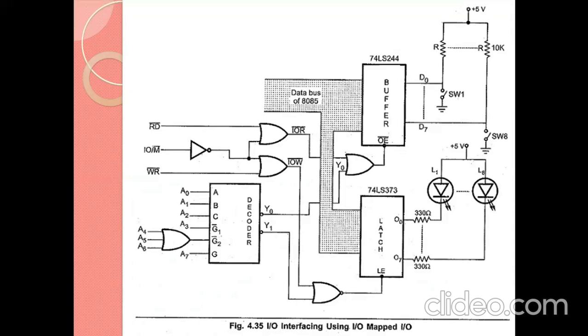By using this technique, switches as well as LEDs are connected. The LED is an output device. It is connected to the latch, and from the latch it is connected to the data bus of the microprocessor. The input device is a switch. The switch is connected to the input port buffer, and from the buffer it is connected to the microprocessor data bus. The decoder circuit is used to select the input device or output device. IO/memory bar is used to select the input or output device. RD means it will read the data from the input device. WR means it will write the data from the microprocessor to the output device.